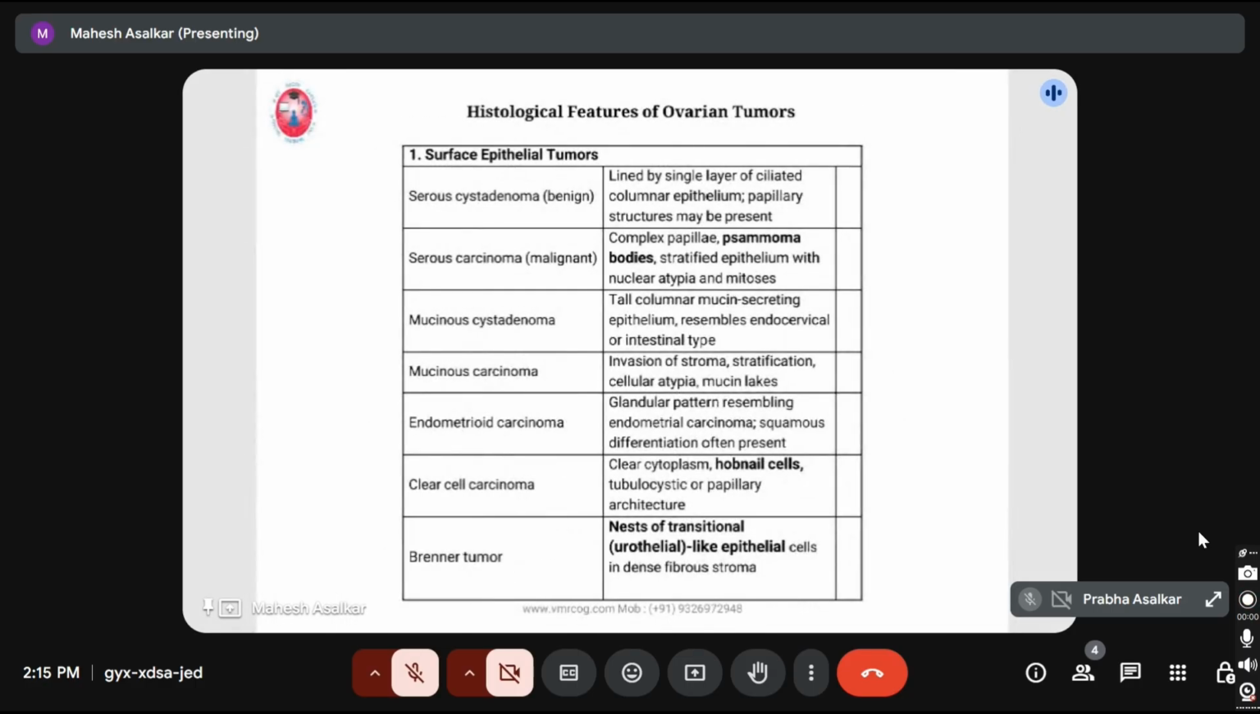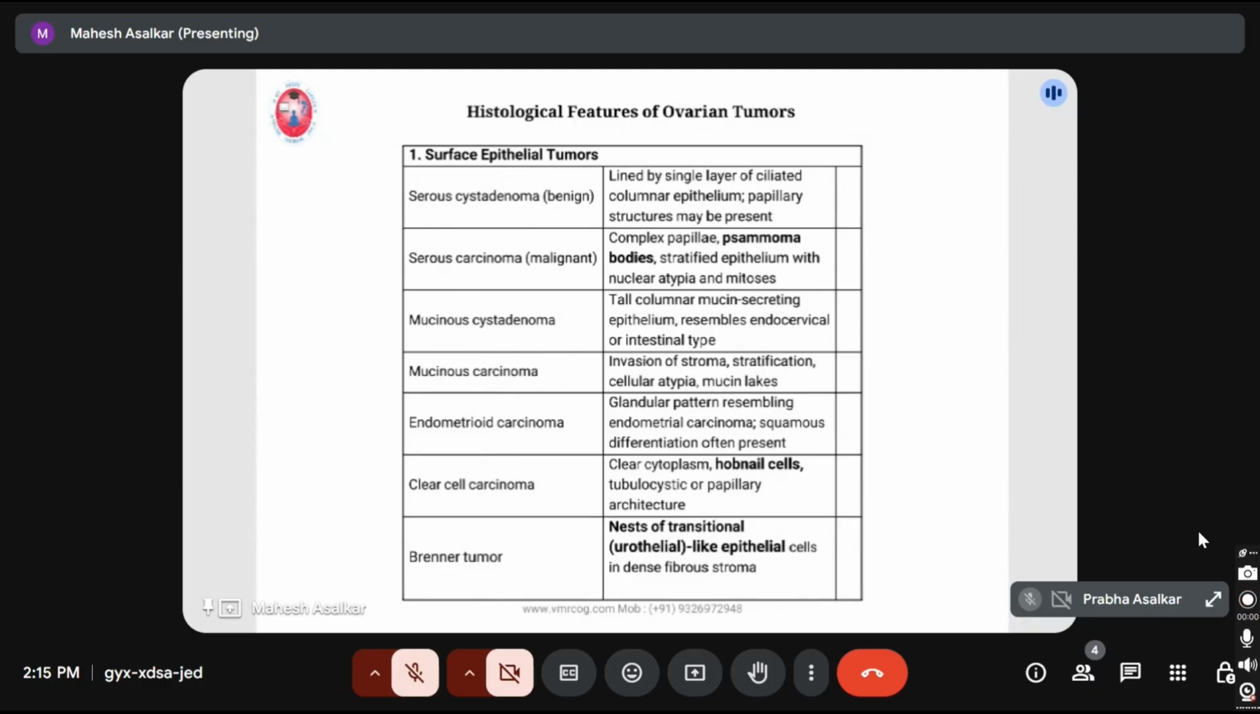Then let us see the important histopathological features. They will give you a specific description of the histopathology slide, and they will ask you, this is a feature of such and such tumor. So let us see what is the main feature in that particular tumor. If you have a serous cystadenoma, which is benign, it will be lined by a single layer of ciliated or columnar epithelium. Papillary structures may be present.